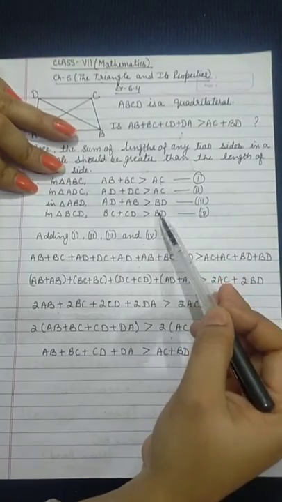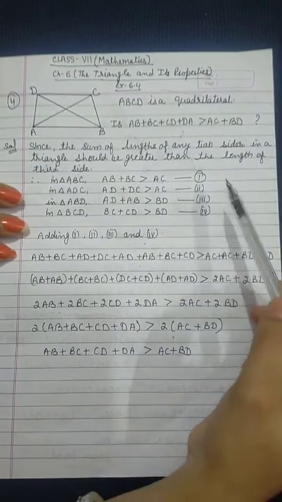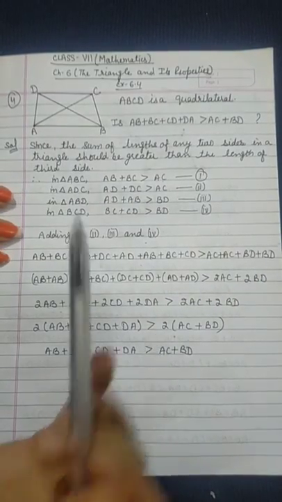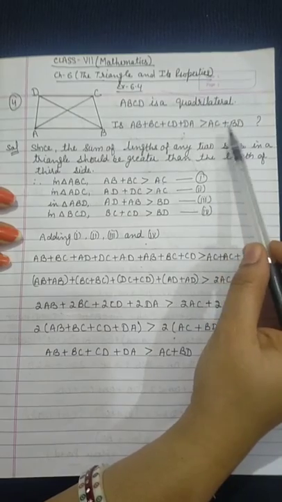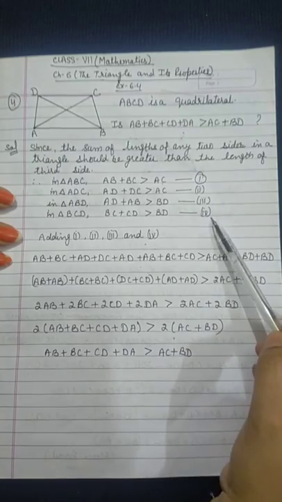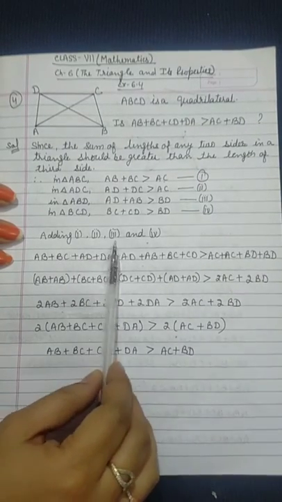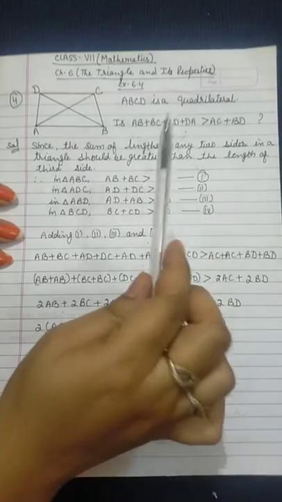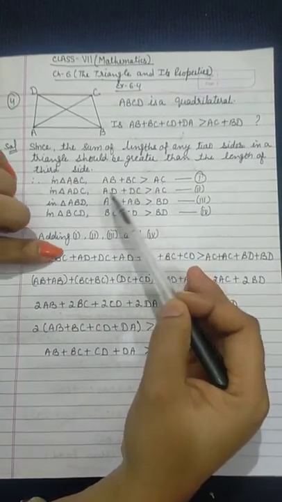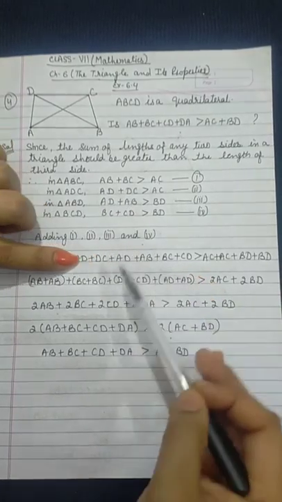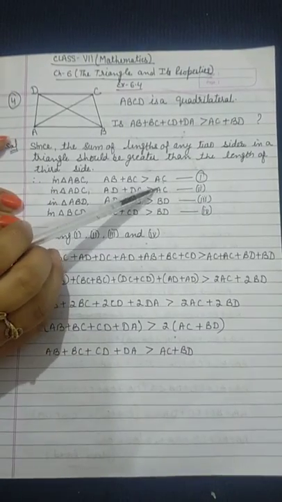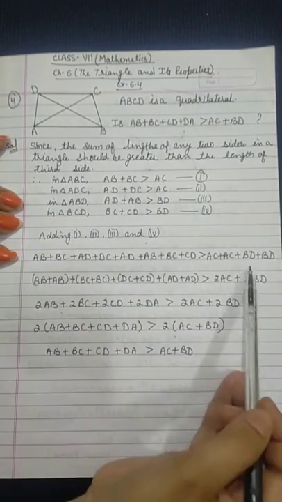In this way we will write all four sums and give them the numbers 1, 2, 3 and 4. Then we will see that both AC and BD are in addition form, so we will add all the parts 1, 2, 3, 4. How will we add? I will add right to right and left to left. So it becomes AB plus BC, then AD plus DC, then AD plus AB, then BC plus CD. And on the right side it becomes AC plus AC, then BD plus BD.